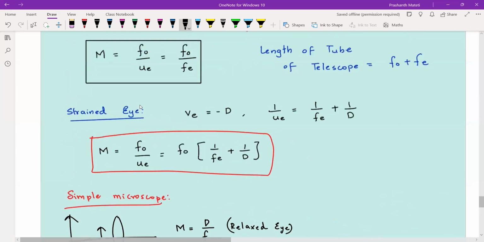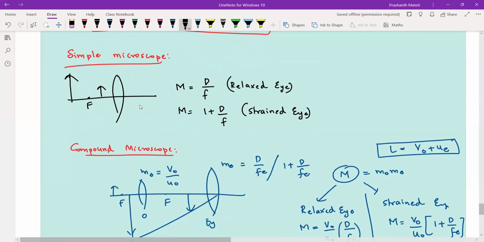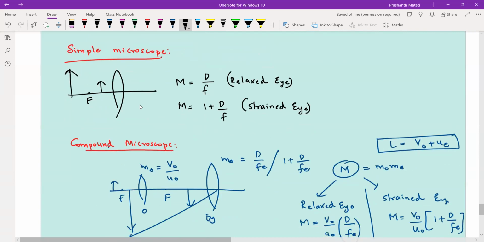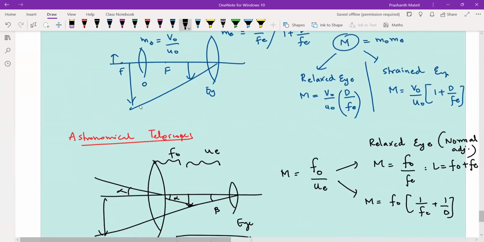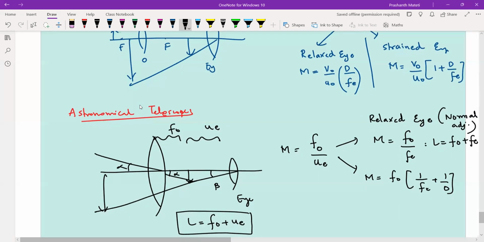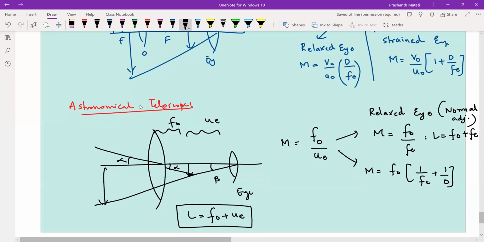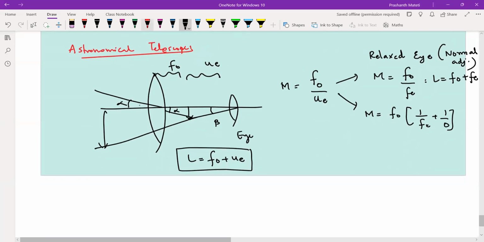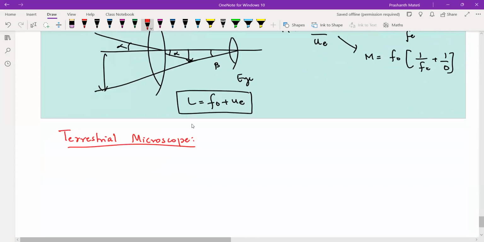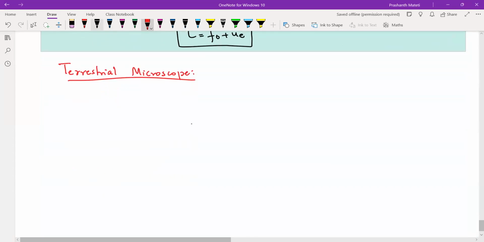Okay, understood optical instruments. Only 3 optical instruments are there: simple microscope, compound microscope, and astronomical telescope. Is it clear? And we'll make a small adjustment to make it terrestrial. The only thing we have to do is that we don't want an inverted image, so we have to correct it. We have to make it erect. How to make it erect is just add one more lens.